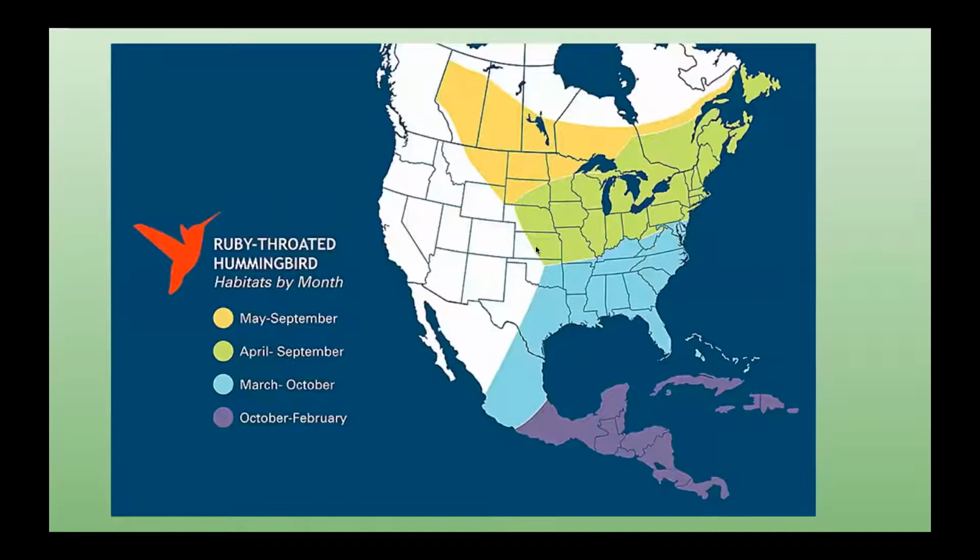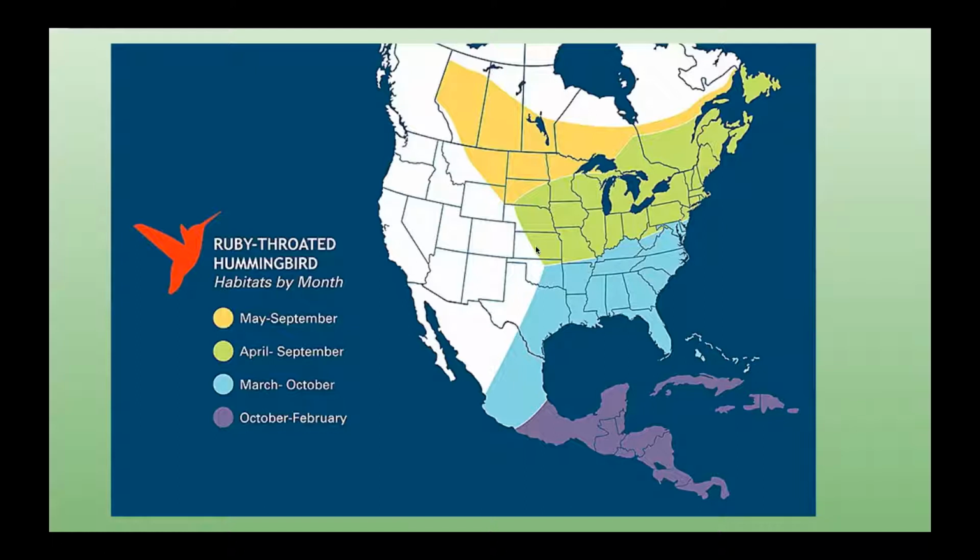Here's a map that shows you where hummingbirds are and when they are there. Like I said, the first section is all the way up in Canada, and that is in May and September. You can see in the yellow, it's color coded so that you know where they would be. In May through September, they're all the way up north. Then they travel down to the Northeast and the Midwest in April through September. And then March through October, they are in the South and our area of Texas.